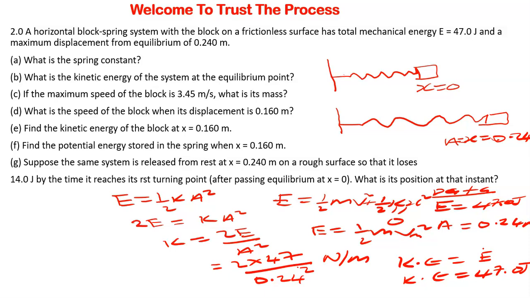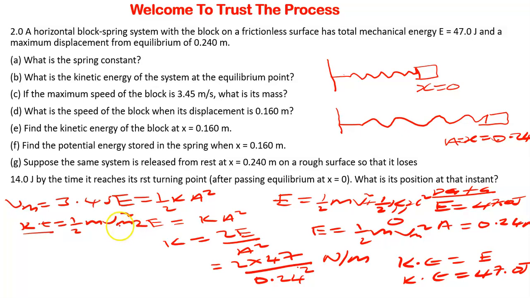Then part C is saying, if the maximum speed of the block is 3.45 meters per second, what is its mass? So the speed here, they are saying that the maximum speed, Vmax, is equal to 3.45. And we know that the total kinetic energy is given by 1 over 2 m Vmax squared. And we have the kinetic energy, which is 47. The mass of this block is what we are looking for.